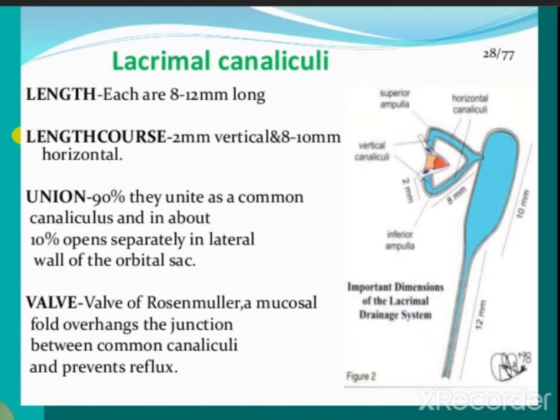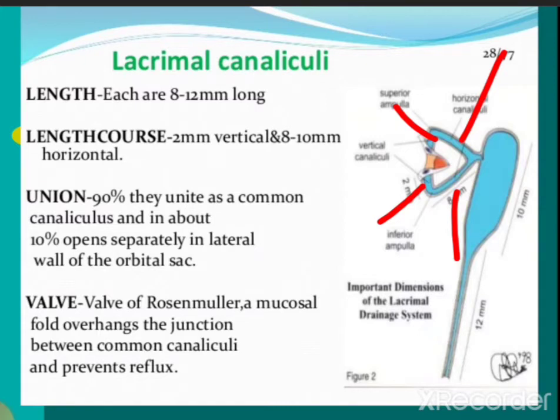Here in the diagram we can see this is the horizontal part and this is the vertical part of the two canaliculi. Their union: 90% of them unite as a common canaliculus, and in about 10% they open separately in the lateral wall of the lacrimal sac.